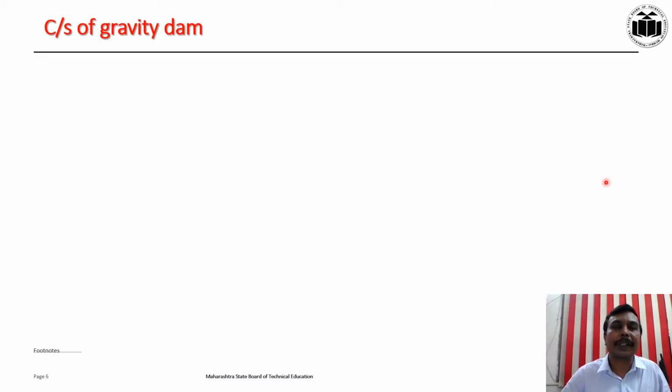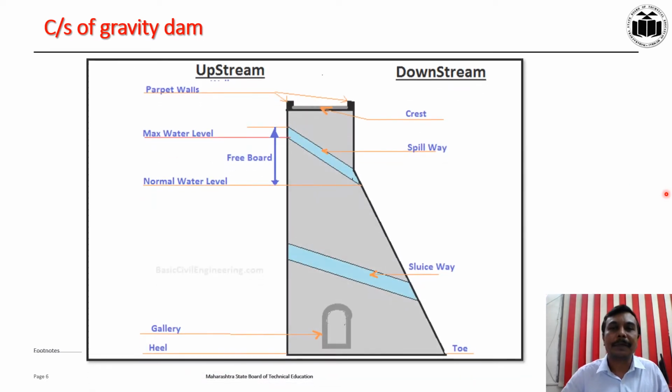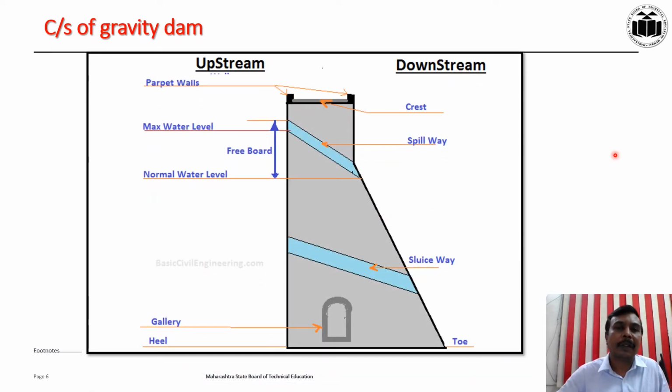Let us see the cross section of the gravity dam. Students, you are finding here a sketch where you are seeing the cross section of the gravity dam. This trapezoidal section is the gravity dam. You are finding upstream and downstream. The top is called the crest and the parapet walls are provided. Similarly, you are finding the maximum water level and normal water level in this reservoir.